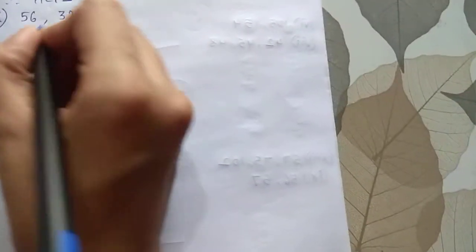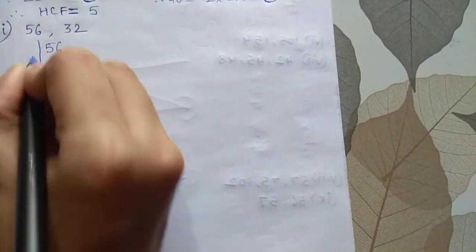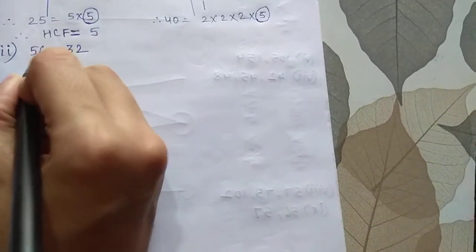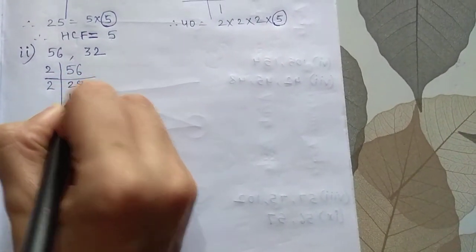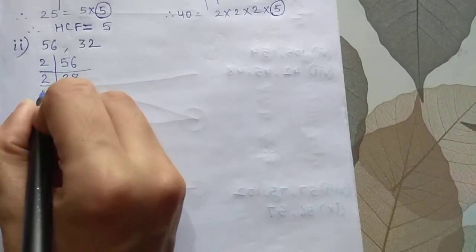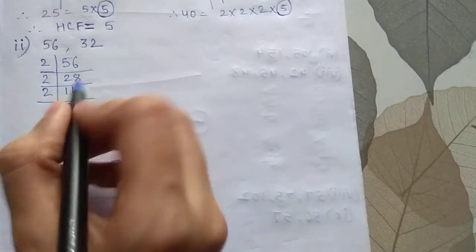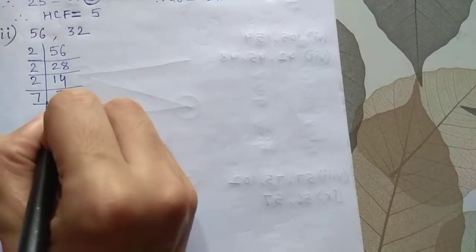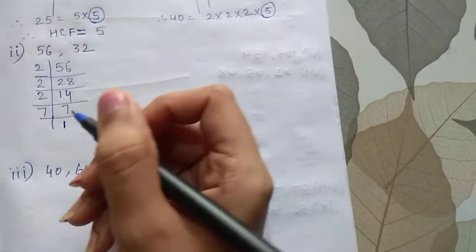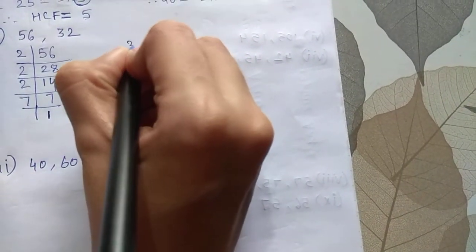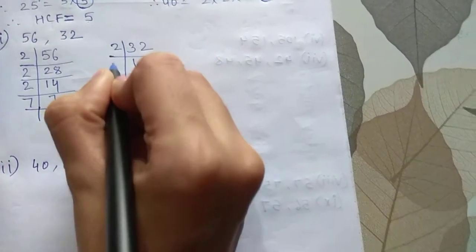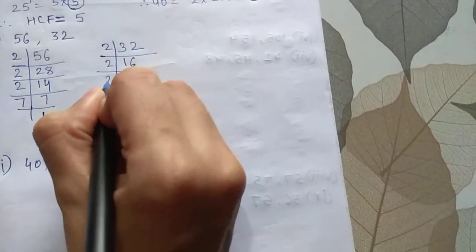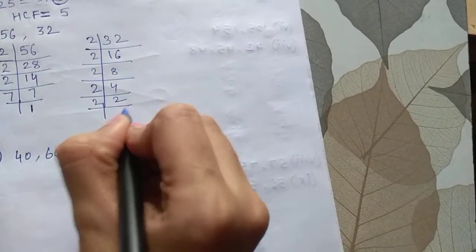Next is 56 and 32. 56 is divisible by 2. 2 28s are 56. 28 is again divisible by 2. 2 14s are 28. Then 2 7s are 14. And 7 is a prime number, so 7 1s are 7. Since 1 has come, we will stop. 32 can be divided by 2 again. 2 16s are 32, then 2 8s are 16, 2 4s are 8, 2 2s are 4, and 2 1s are 2.